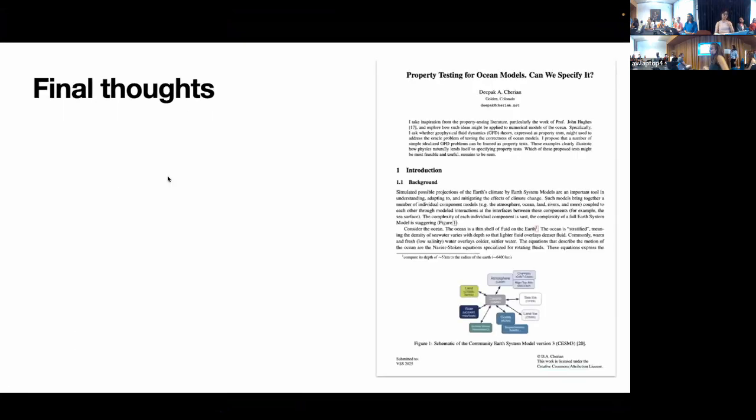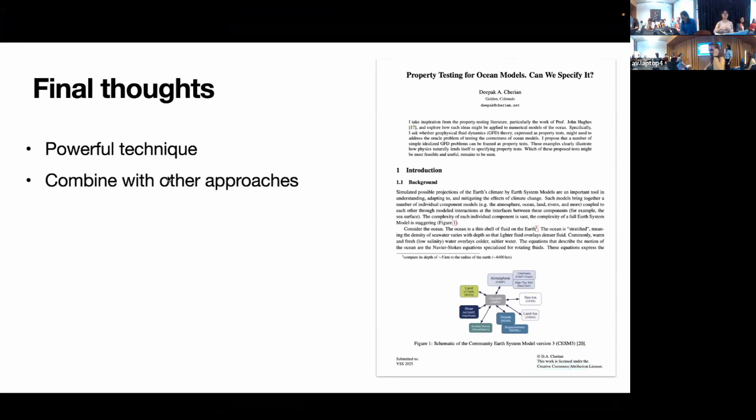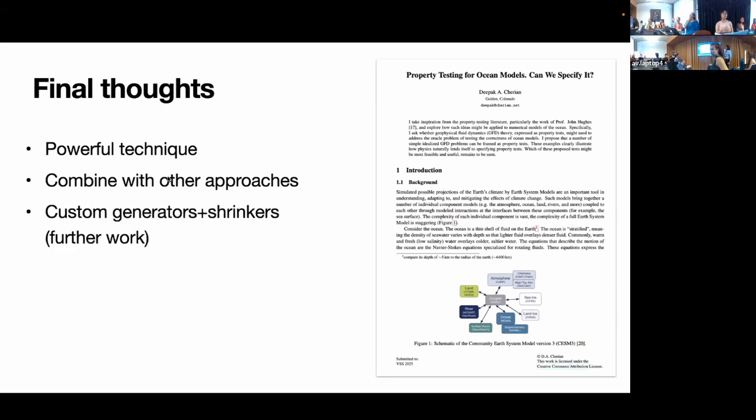So that's the general idea. Property-based testing is, I think, a super powerful technique. It's really not very well known outside of computer science. You can combine it with other approaches. Combining property-based tests with unit tests is, I think, where the real maximal power is, not just doing one, but doing both. A lot of the cool, interesting work comes into custom generators and shrinkers, but that's something to talk about another day.